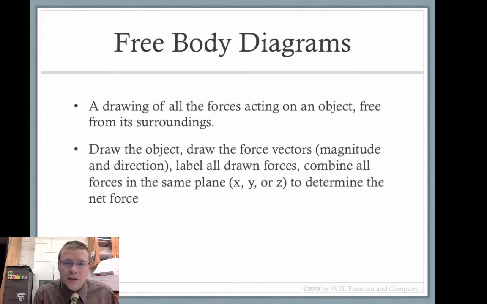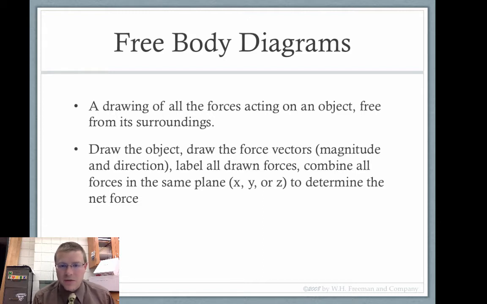Hey guys, so in this section what we're going to do is talk about free body diagrams, and all that is really just a drawing of the scenario with all the forces acting on it, completely free from anything in its surroundings. So you just focus on the object you're interested in and determine from the list of forces we had from the last video what is actually acting on this object.